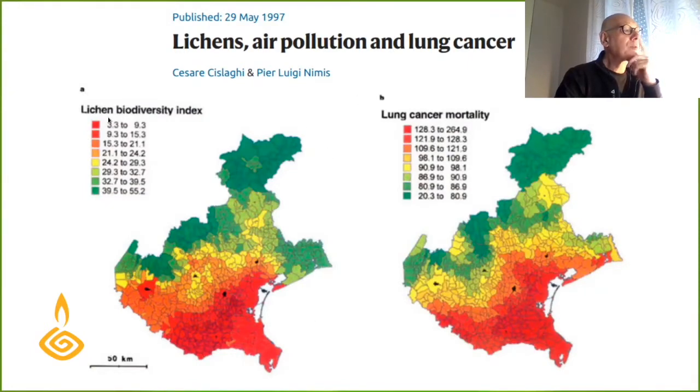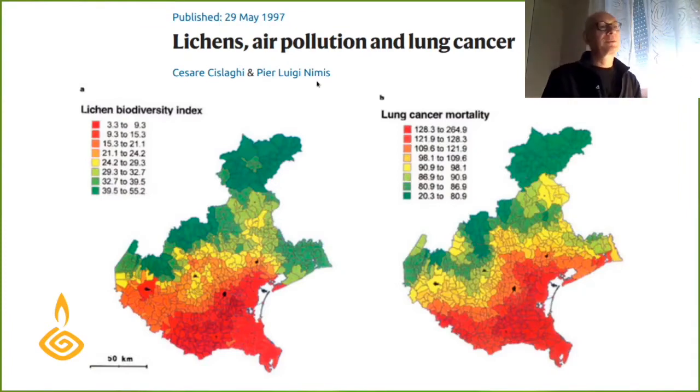So measuring the diversity, the biodiversity of epiphytic lichens, we can have an indication of the risk of people breathing this polluted air to get lung cancer. This is a very, very famous paper published in Nature. It's very easy to find, by Cislaghi and Nimis. And this is very important to establish this connection between the use of bioindicators and public health.